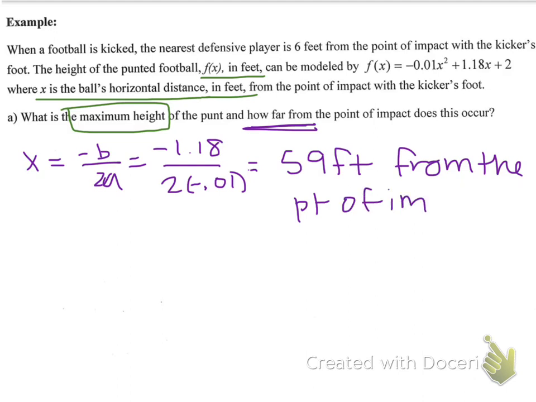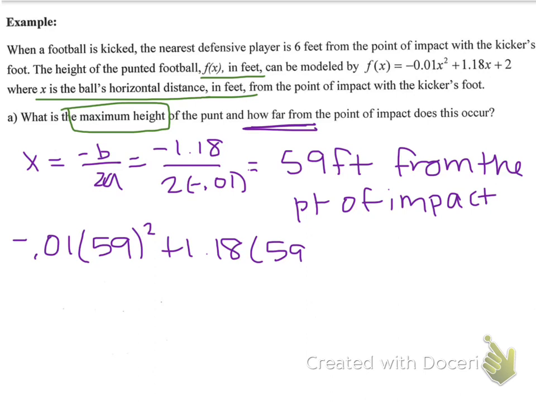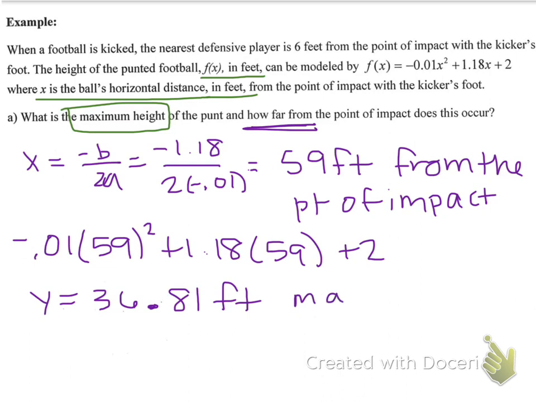So it is important when we're doing these word problems that you label what your answers represent. Now I need to plug 59 in, so I have negative 0.01 times 59 squared plus 1.18 times 59 plus 2. So when I do this in the calculator, and obviously tomorrow we'll practice with the calculator, we get a y value of 36.81. And this is also feet, but this is going to represent our max height because it is a y value. So just kind of think about when you find your vertex, which one's an x, which one's a y, and then make sure you indicate that in your answer.